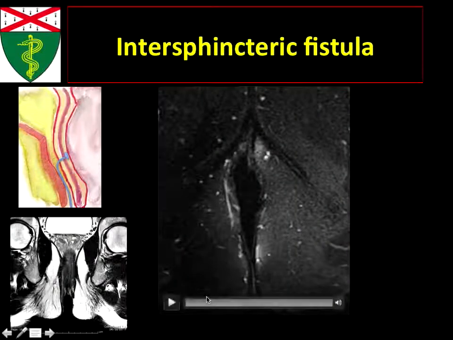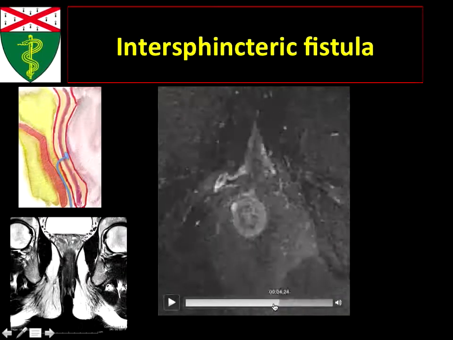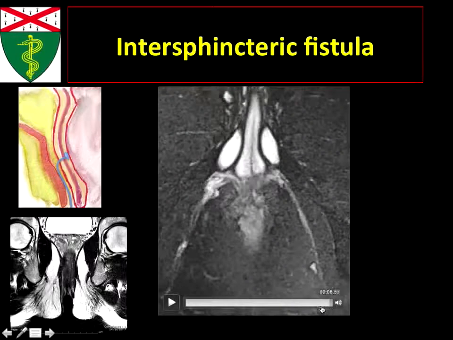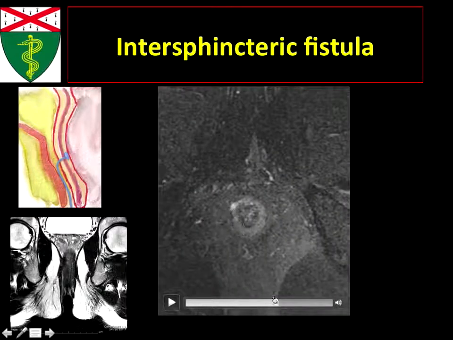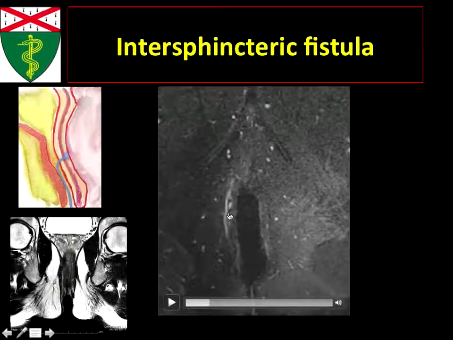And just to kind of hammer this point home, this is a T2-weighted image with fat sat. We can see, once again, a fistula with fluid in it. This is the same fistula that's tracking all the way downwards to the gluteal cleft over here.